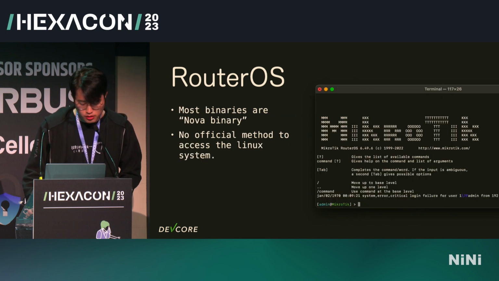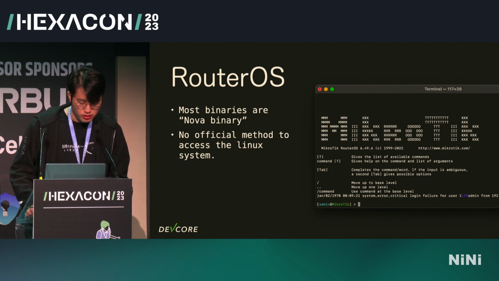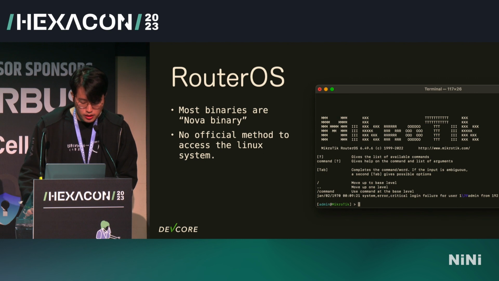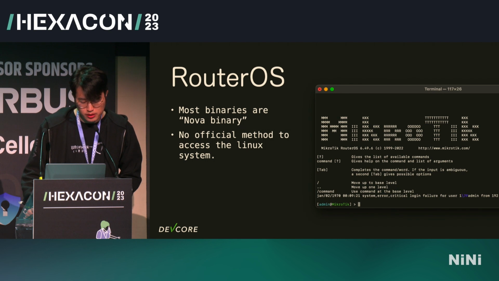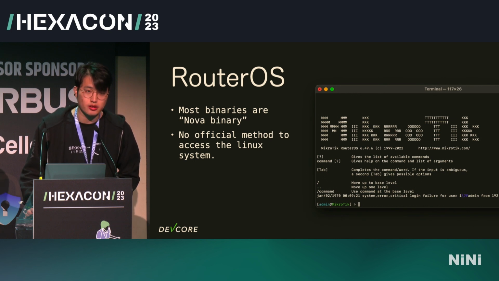And most services on RouterOS are implemented by MikroTik themselves, and they all share a similar architecture. So let's call them Nova binaries afterward. And they use Nova messages to talk to each other. Though RouterOS is based on the Linux kernel, users are trapped inside a customized CLI, which is very common. And there's no official method to access the underlying Linux system. And only developers can install a backdoor package to access Linux for debugging purposes. So the first task for us is to jailbreak.